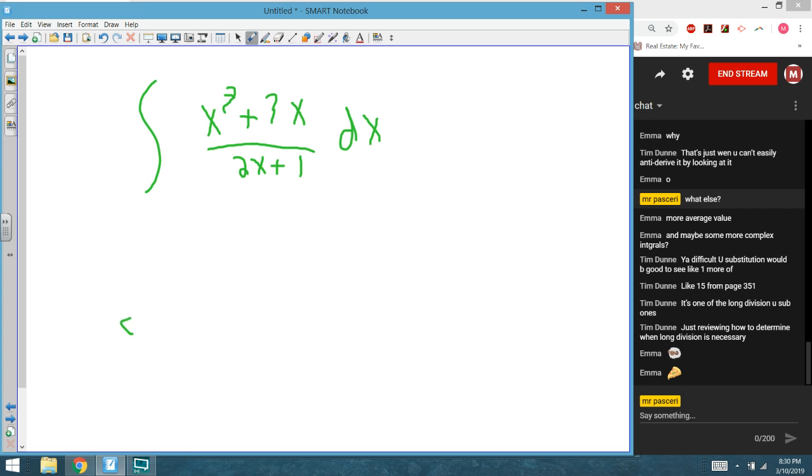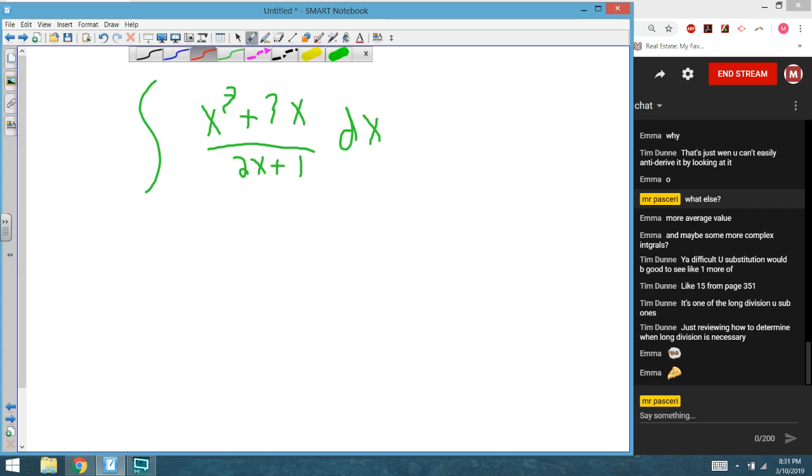So I got 2x plus 1 that I need to divide into x to the third plus 3x. But how do I know that? People always say it's not really the calculus that's hard, it's what I need to do. But how do I know that?